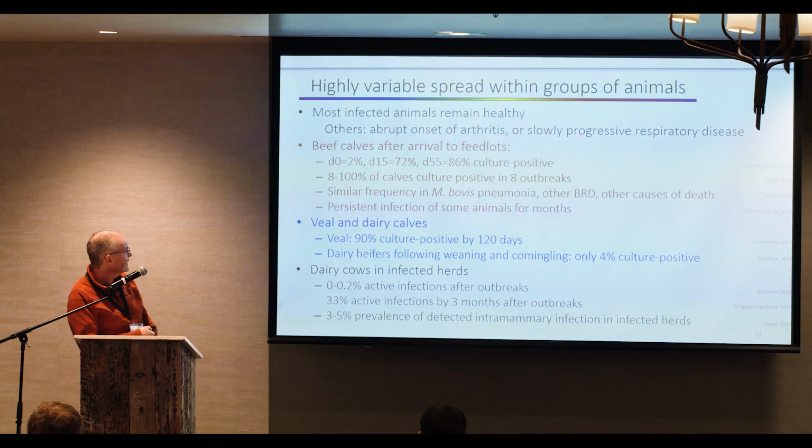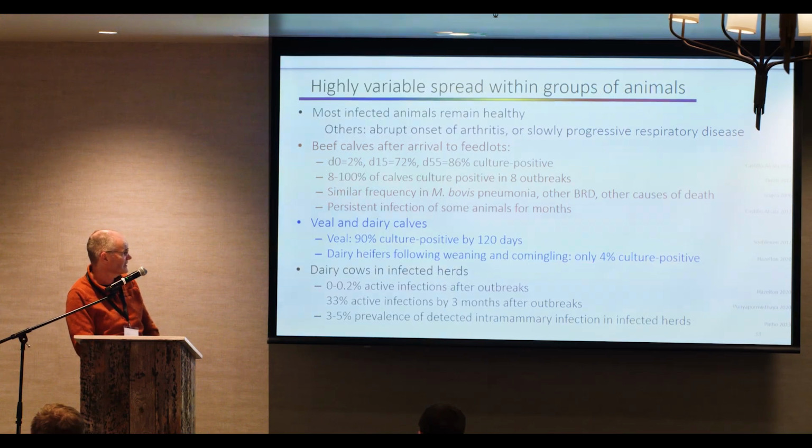And similarly, high numbers, but quite variable. Again, another study. Some of those calves, again, were persistently infected for months and months. So although there's an immune response, it seems not to be necessarily protective against disease. Veal and dairy calves, again, high numbers of animals within the group. If they're being commingled from different sources, I think you can anticipate that over time, quite a few of those animals probably will be infected with Mycoplasma bovis, but it's quite variable.